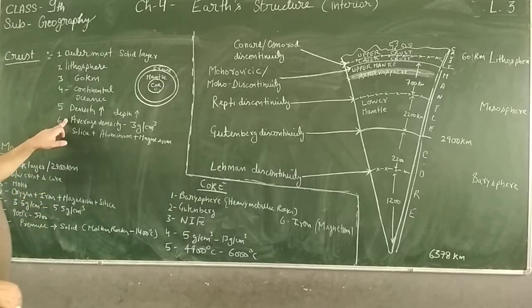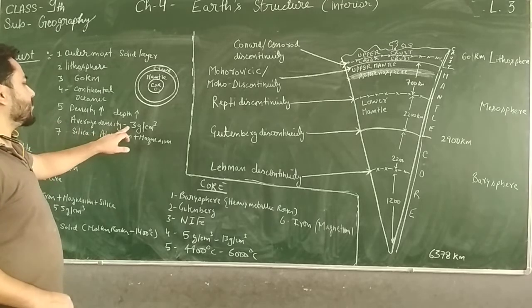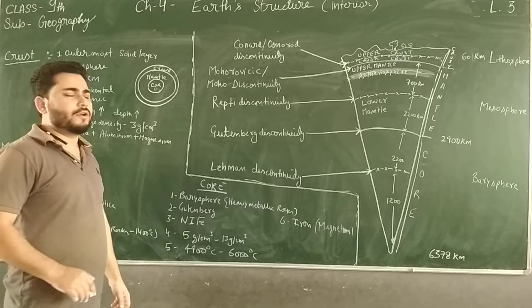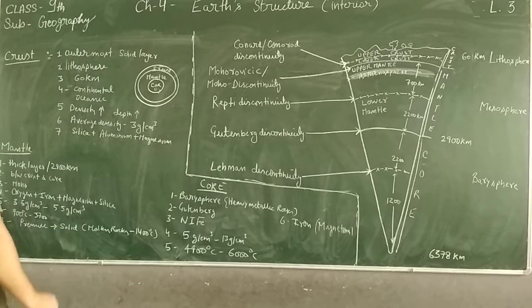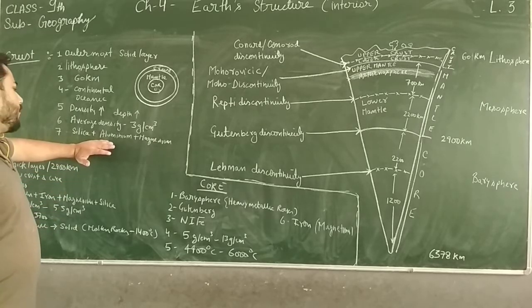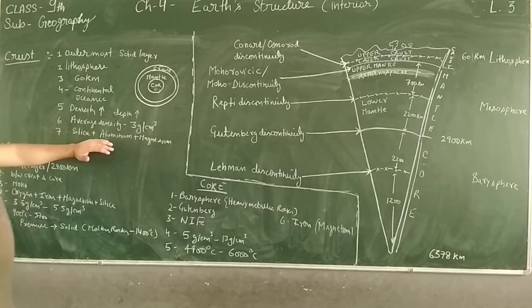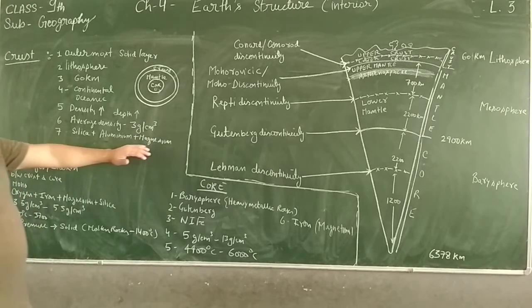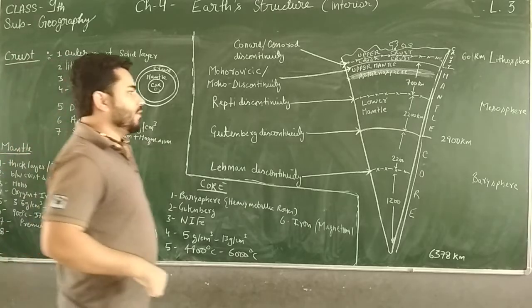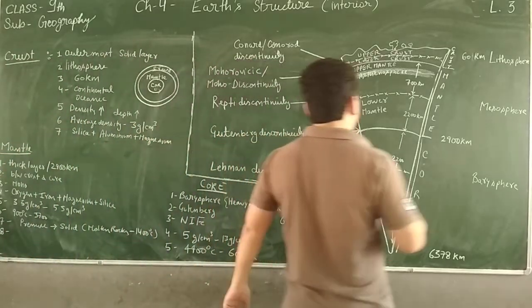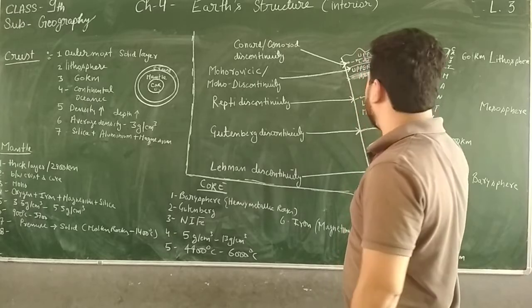The average density of earth's crust is 3 gram per centimeter cube, which keeps on increasing as we go downside. The crust is composed of silica plus aluminium and magnesium. Upper layer of crust is composed of silica and aluminium, and the lower crust is composed of silica and magnesium. The silica and magnesium extends till the upper mantle also, right?